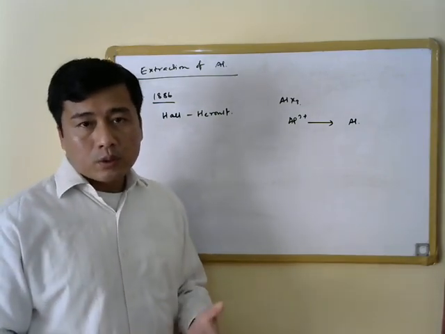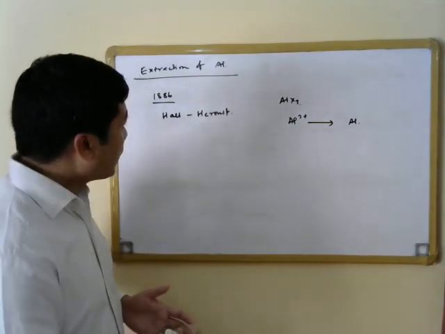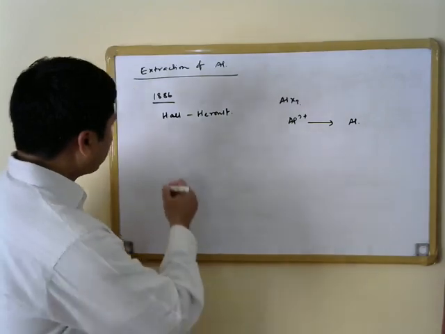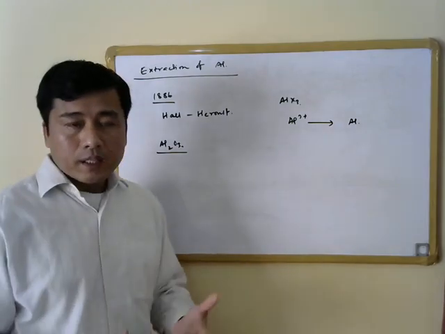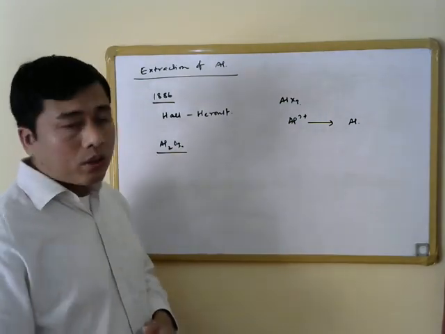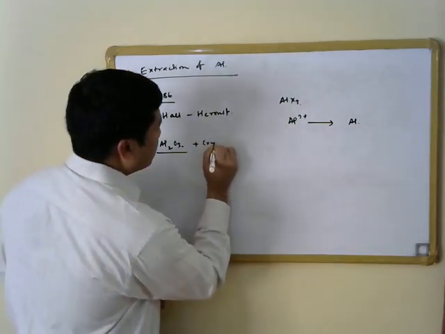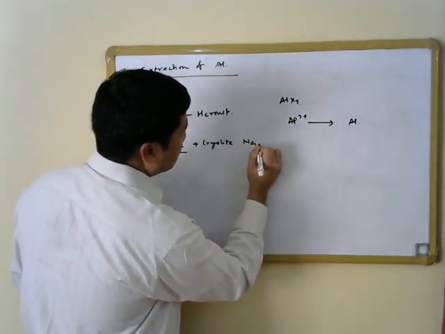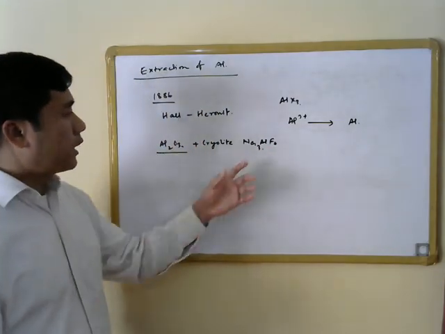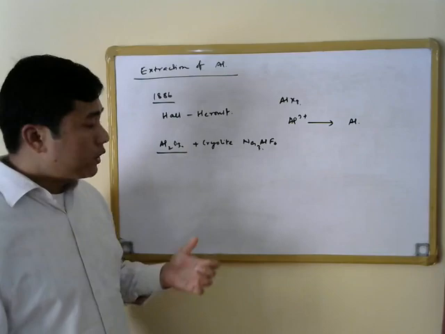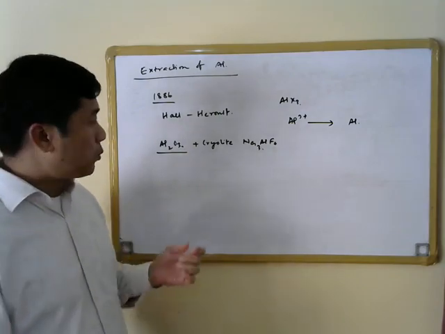So one needs to do electrolysis in a non-aqueous medium, and unfortunately the aluminium ore that is available, that is bauxite, Al2O3, is non-conductive in nature. So what Hall and Herold did is that they added another compound, cryolite. The formula for cryolite is Na3AlF6. So they added cryolite to the Al2O3 that is obtained from the aluminium ore bauxite.